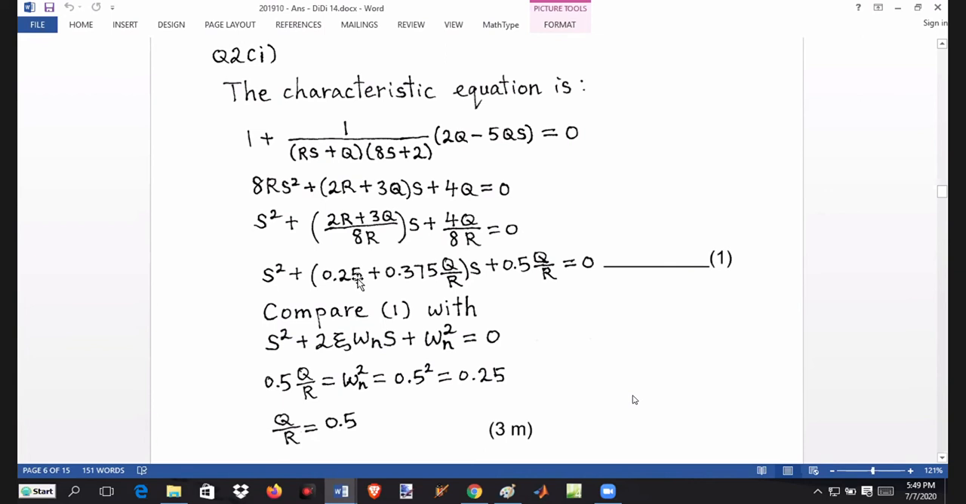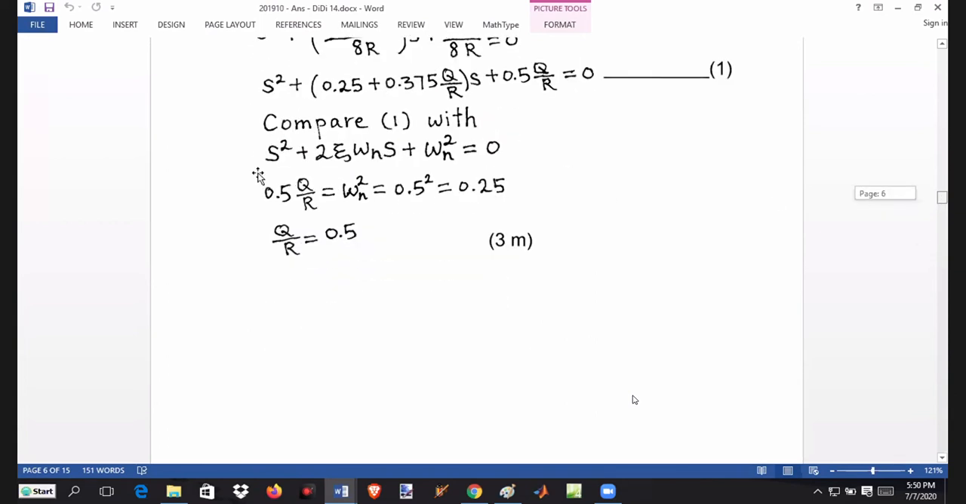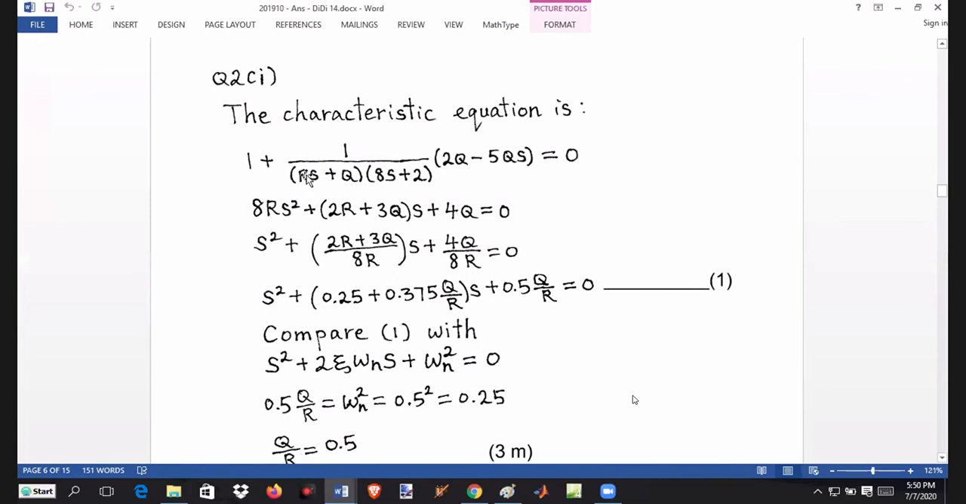Because you have a constant here, you cannot add. So use the last term here. 0.5 Q over R equals omega n squared. Omega n is given to you as 0.5. You square it, then you get the answer straight away. Now, how do we get to this stage? How come we can do it like that?